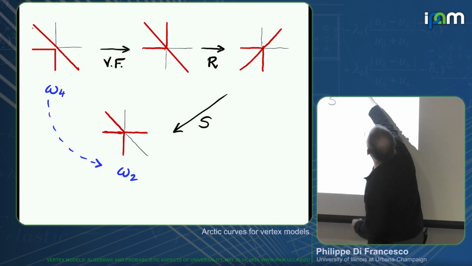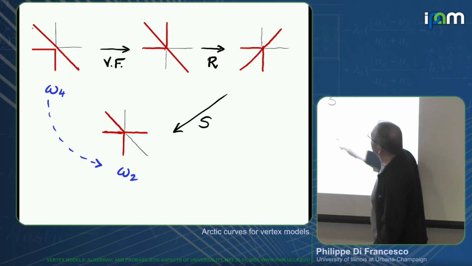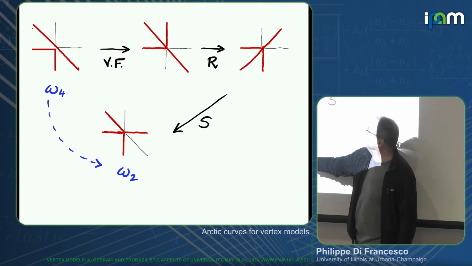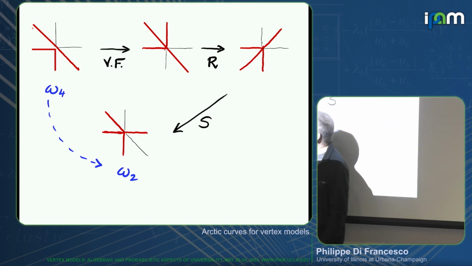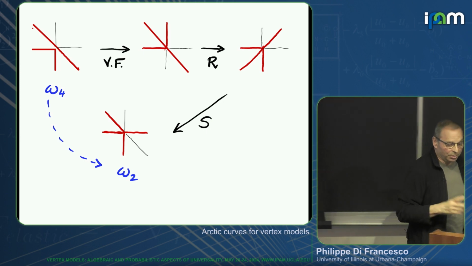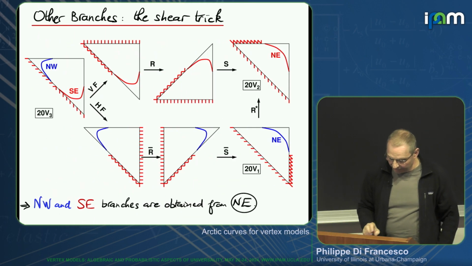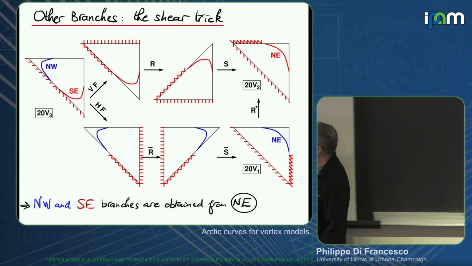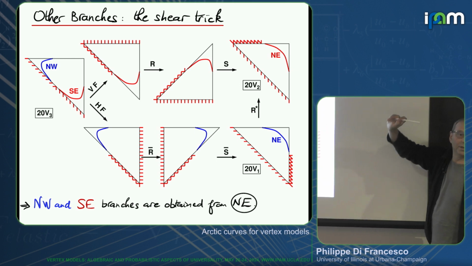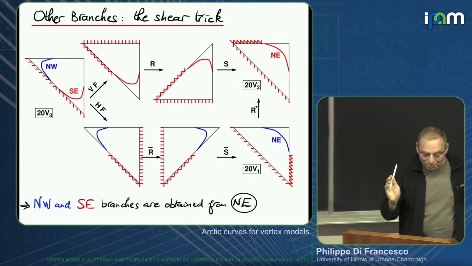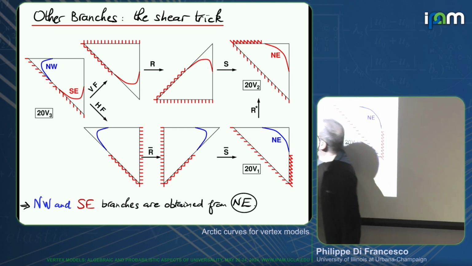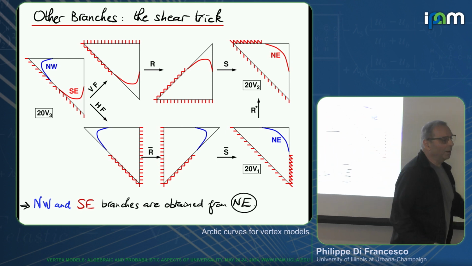And shear, I push this up and I push this down so that my diagonal, again, is in the correct position. But now I have a weight omega 2, right? So I have mapped the weights of my system to another set of weights, which amounts to a mapping of the parameters. And so I can deduce the southeast branch as a transformation applied to the northeast branch. Okay? And this transformation, of course, is maybe smooth, but the problem is that the gluing at this point doesn't have to be smooth. And that's what happens.